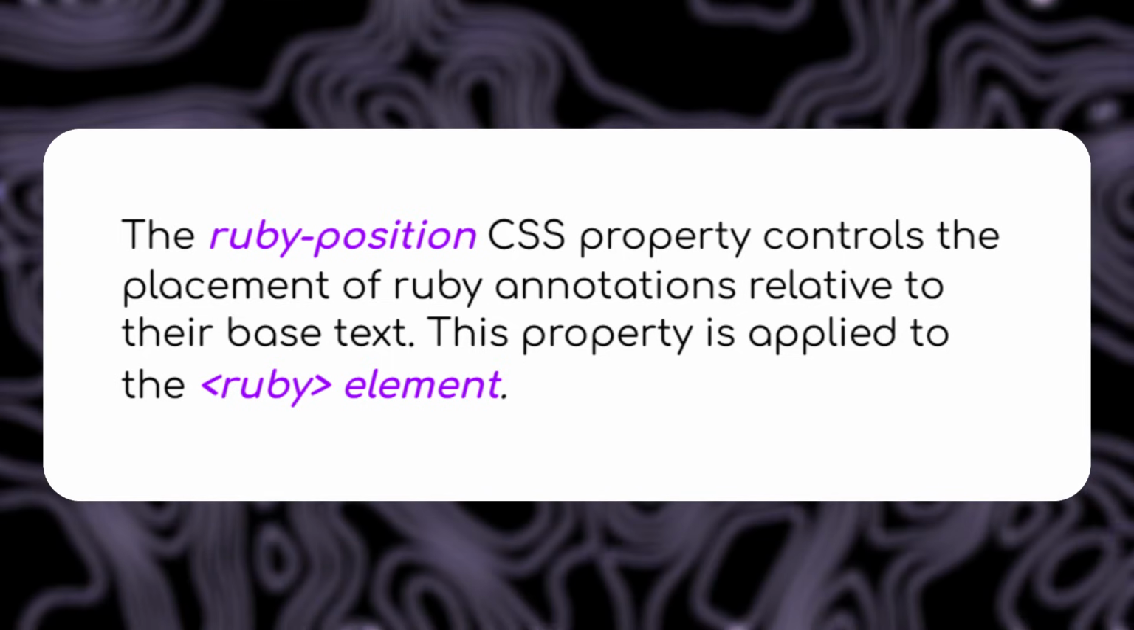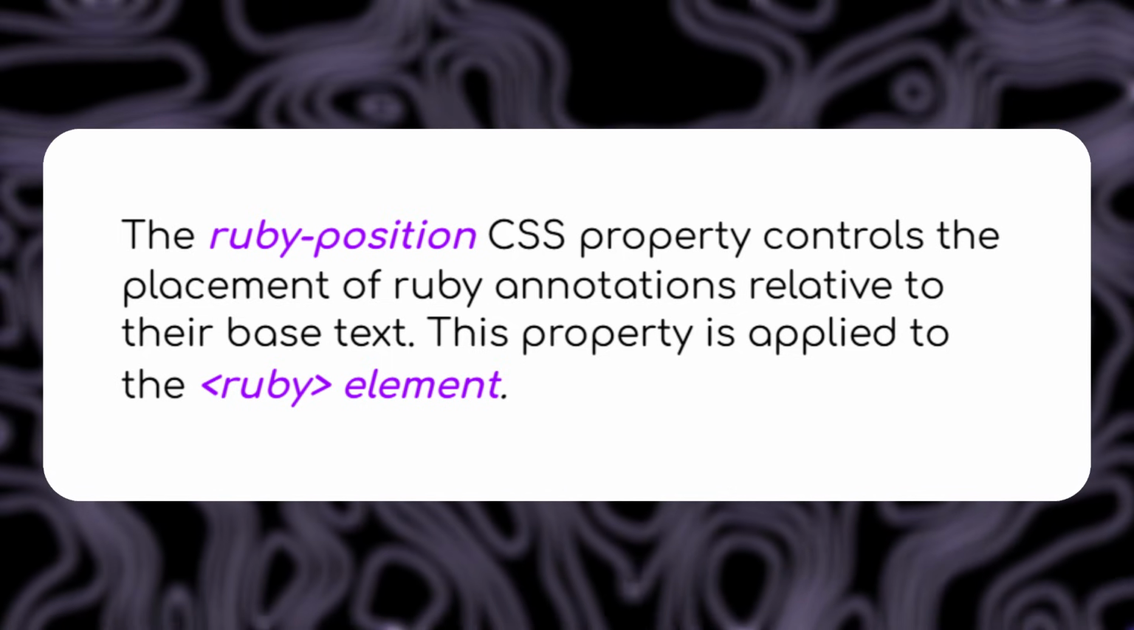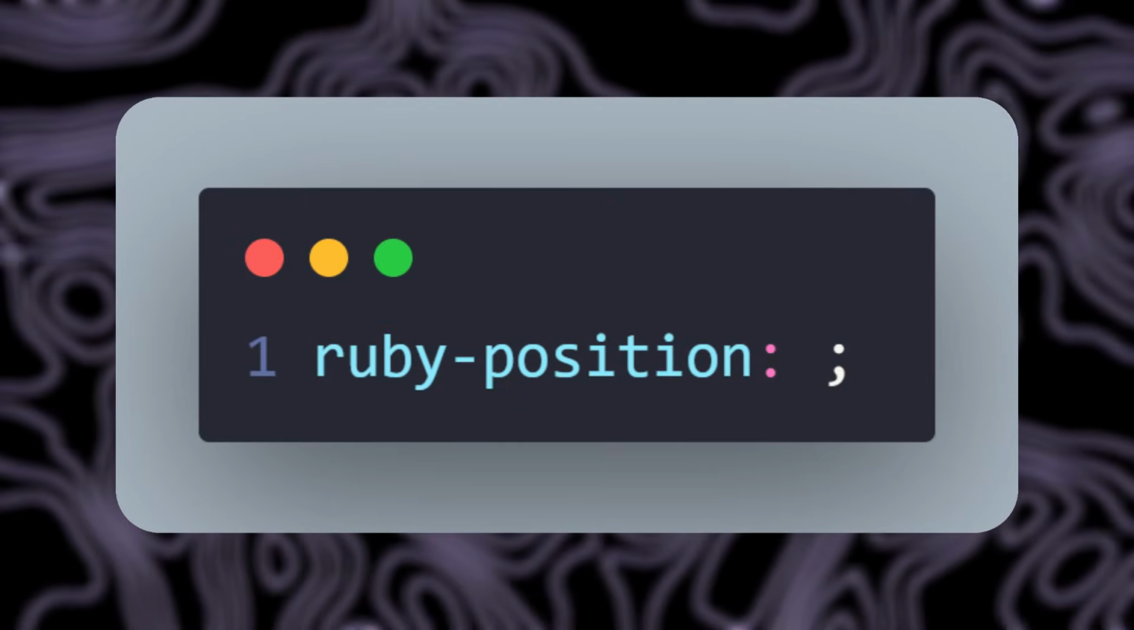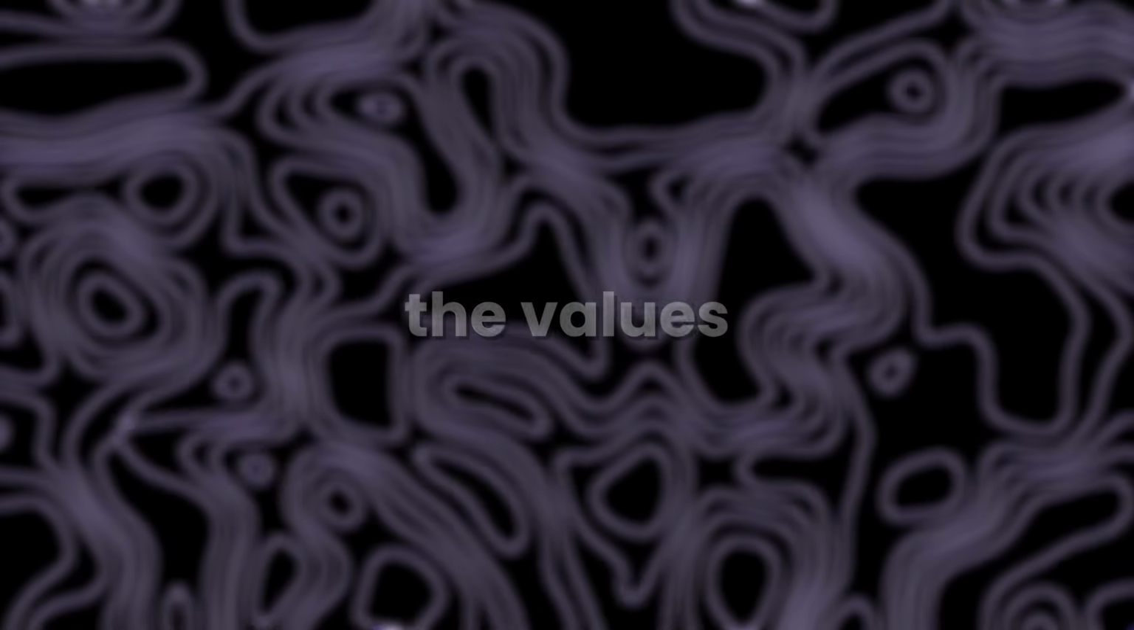So first, what exactly is Ruby position? It's a CSS property that controls where Ruby text, also called annotations, are placed in relation to the main base text. Now let's look at the values you can use.